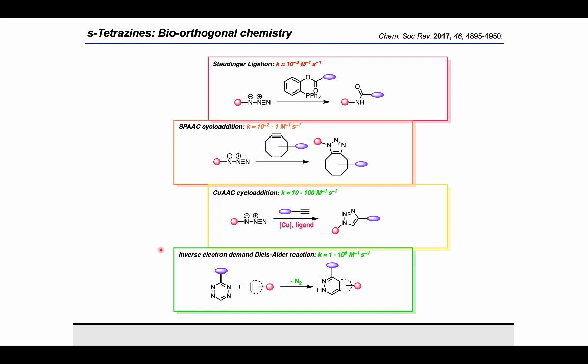When looking at the inverse electron demand Diels-Alder reaction all the way down here, between a tetrazine and an unsaturated hydrocarbon, this reaction displays by far the most superior kinetics, doesn't need an activator, and additionally only produces nitrogen as the sole byproduct. That's why tetrazines have become valuable compounds for bioorthogonal chemistry. And thus also the need for developing novel synthetic methods has grown.